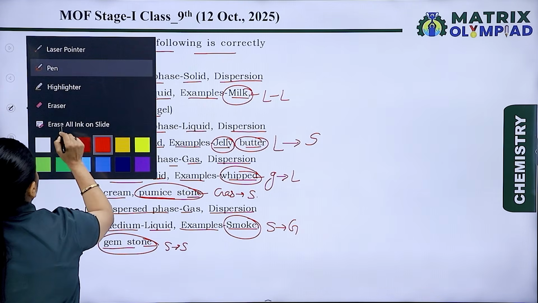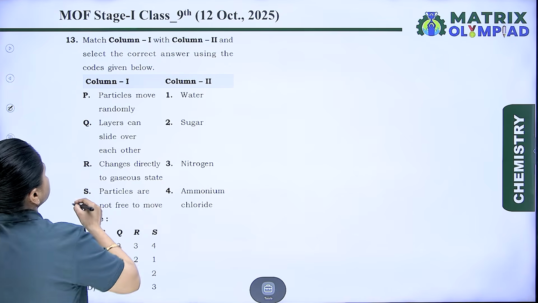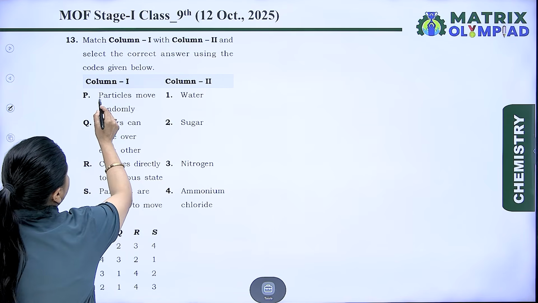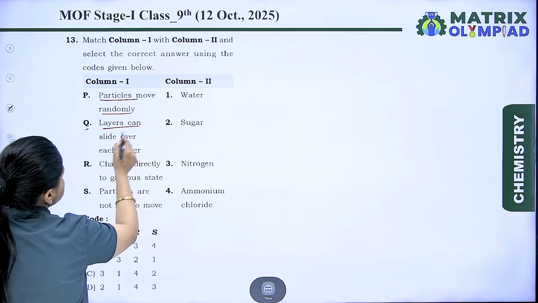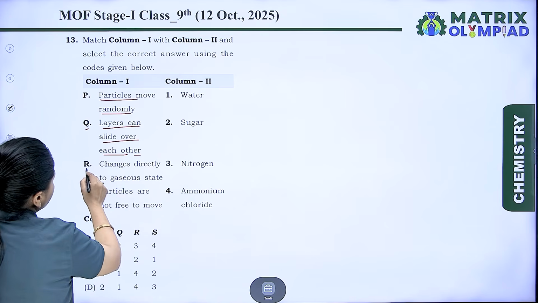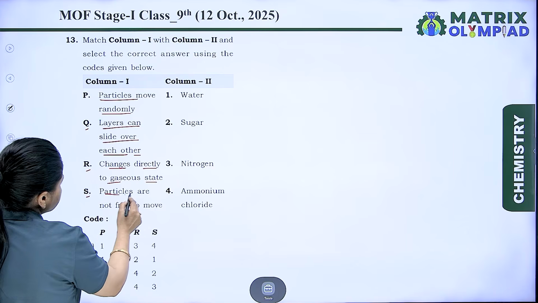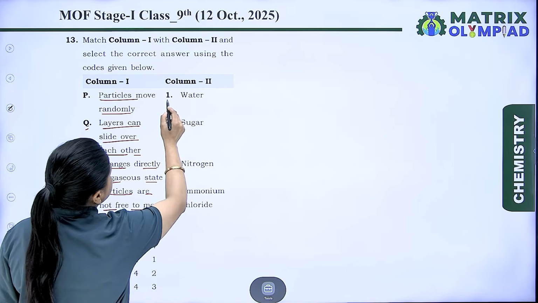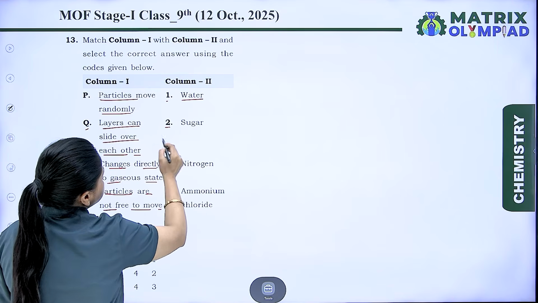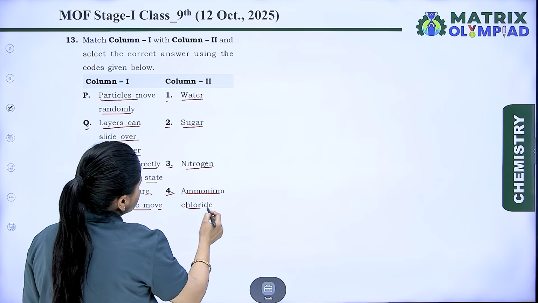Now take the next question. This is a match the column type question. Column 1: P, particles move randomly. Q, layers can slide over each other. R, changes directly to gaseous state. S, particles are not free to move. And column 2 has 1, water; 2, sugar; 3, nitrogen; 4, ammonium chloride.